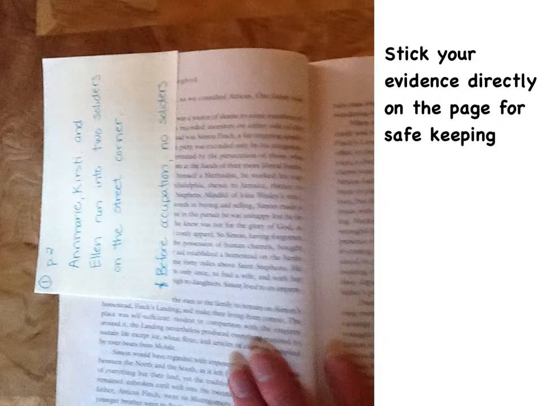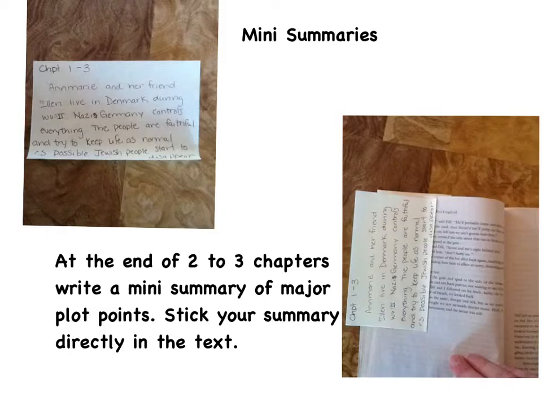Now, what do I do with my sticky notes? Well, I stick my evidence directly onto the page in which I found the note. This keeps my evidence safe and also keeps it organized. After I've finished a few chapters, about 2 to 3 chapters, I like to write mini summaries just to keep myself on track of the plot. At the end of 2 to 3 chapters, I write a mini summary of only the major plot points, and I stick my summary directly into the text at the end of the chapter. This helps to remind me of what the plot is about and keep me on track.